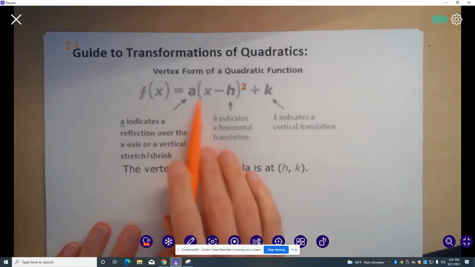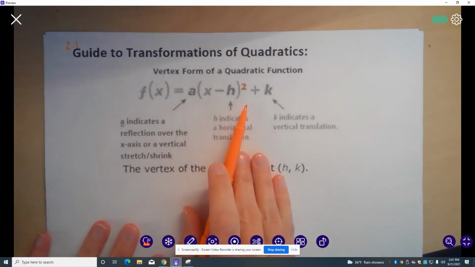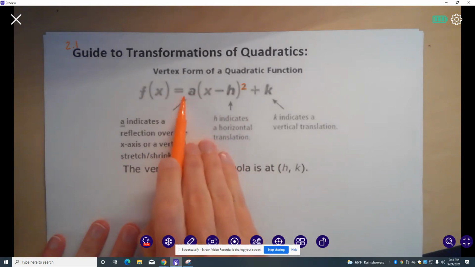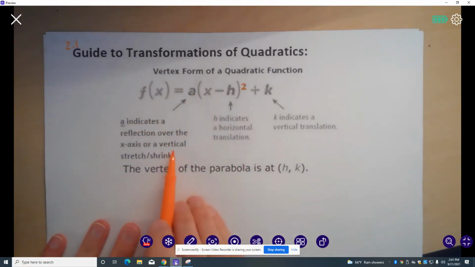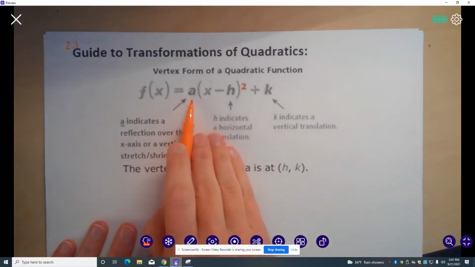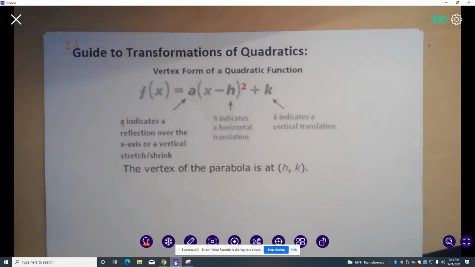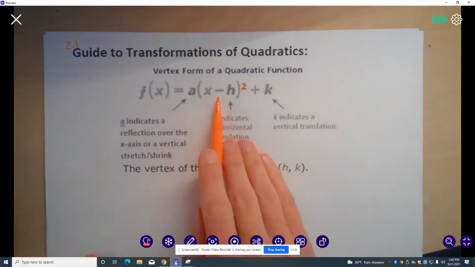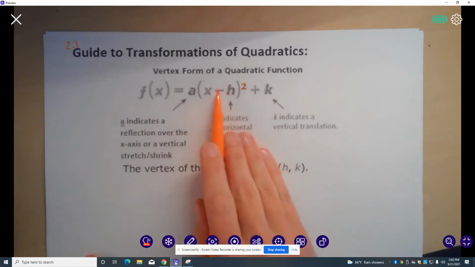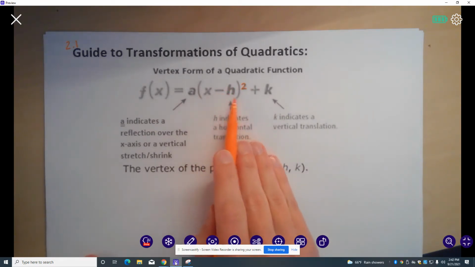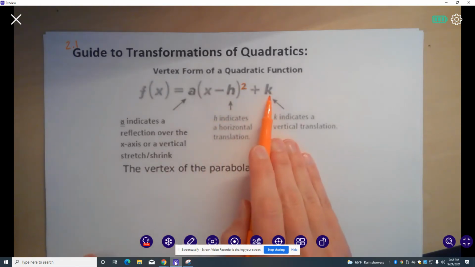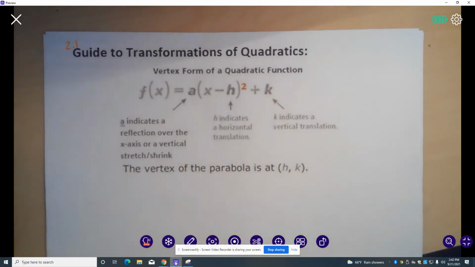And remember, when we're working with functions, this number out front will help us know whether a vertical stretch or shrink is taking place. If a is negative, then you know that there will be a reflection over the x-axis. This value inside the parentheses, remember, will indicate a horizontal translation. And a value being added or subtracted outside the function indicates a vertical translation.